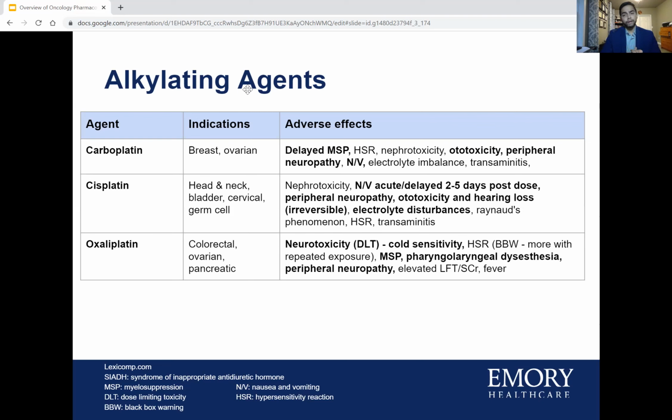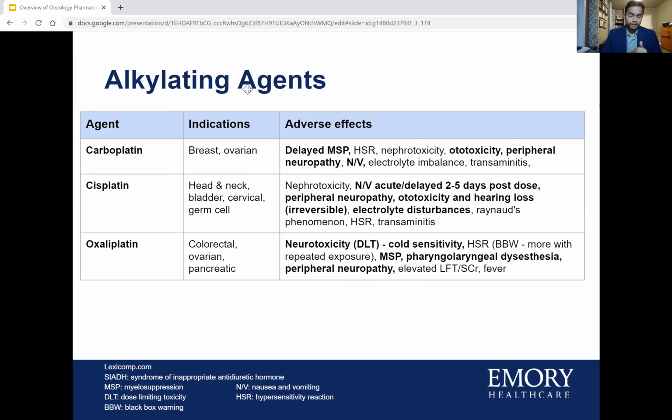So these three drugs, they have a lot of indications, and are very commonly used. And the big common side effects they carry are nephrotoxicity, peripheral neuropathy, nausea and vomiting. So for peripheral neuropathy, patients can develop it as they get more cycles, and they'll have this tingling sensation in their fingers and toes of their extremities. And it can get to the point where it's debilitating, where patients can't even button their shirts. And also we see myelosuppression, as is a common effect of alkylating agents.